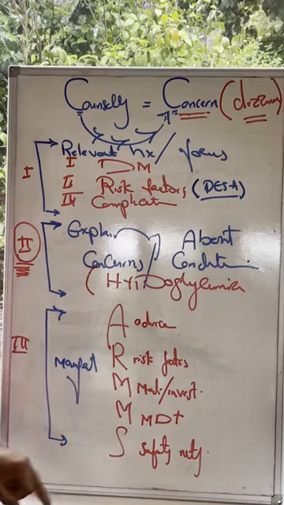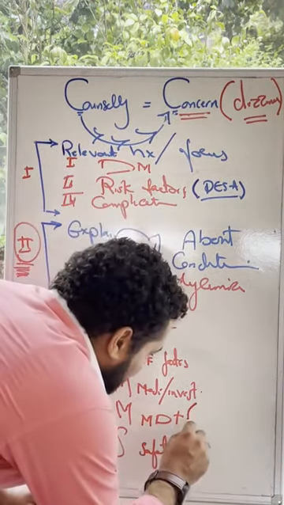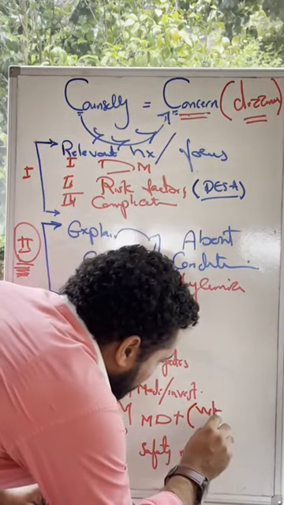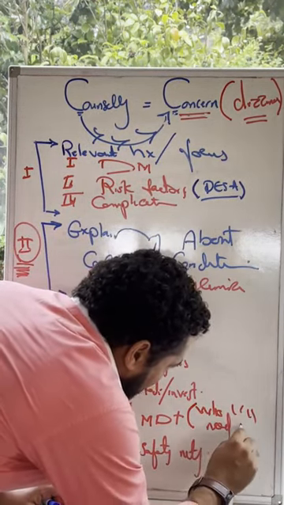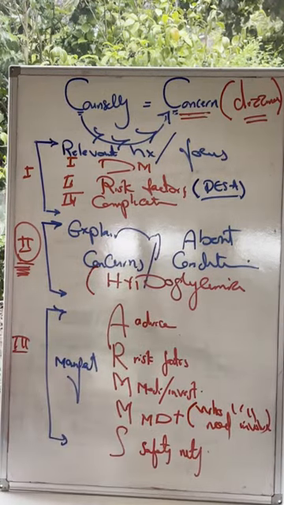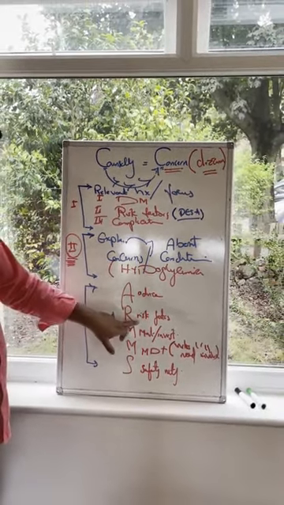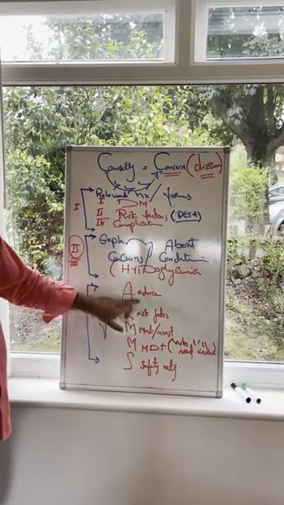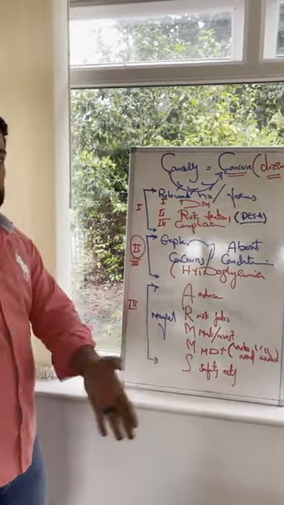The second M, MDT, multidisciplinary team, or who I will need to involve. That's the meaning of MDT, who I will need to involve. And S for safety netting. But bear in mind something very important. The risk factor and the advice, they will come together. I will tell you how, okay? But you need to have these steps, ARMS.